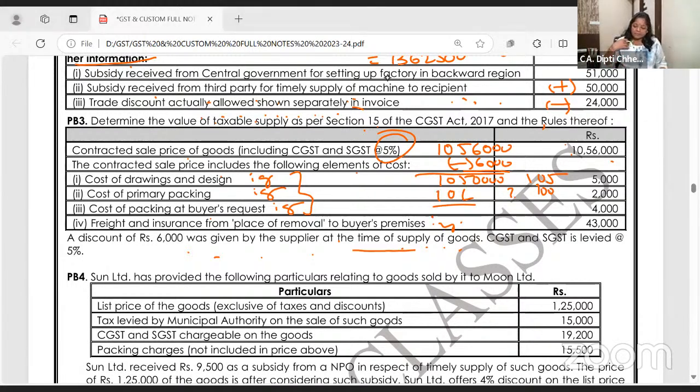Clear? Okay. Chalo, next question we will take up.